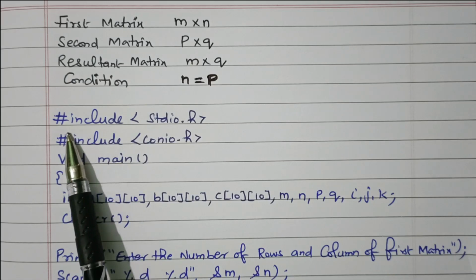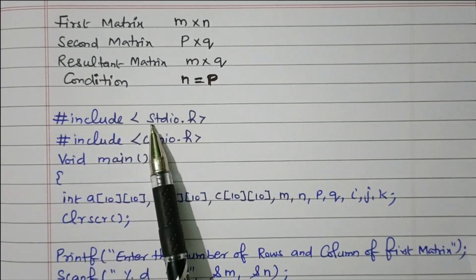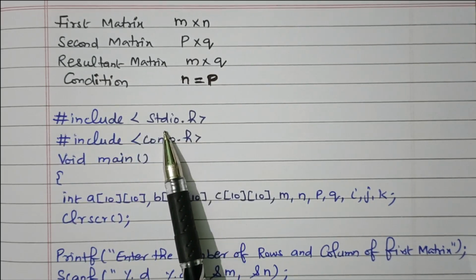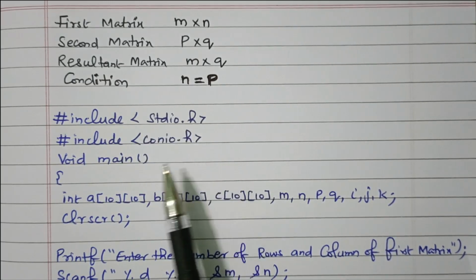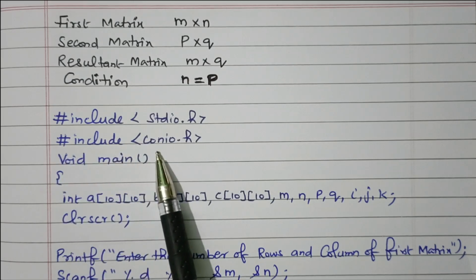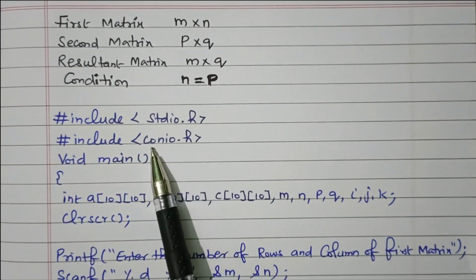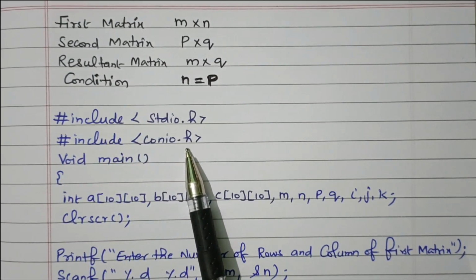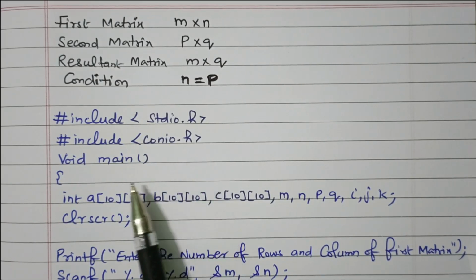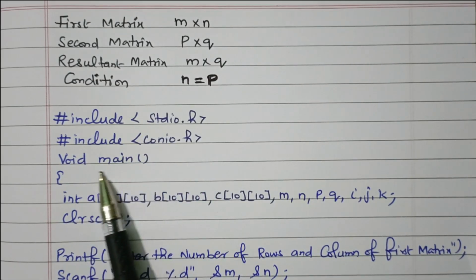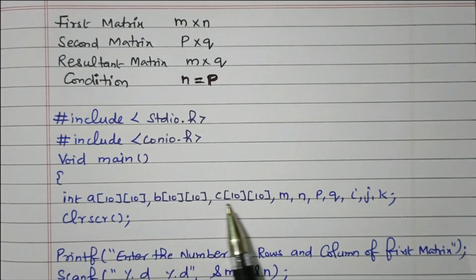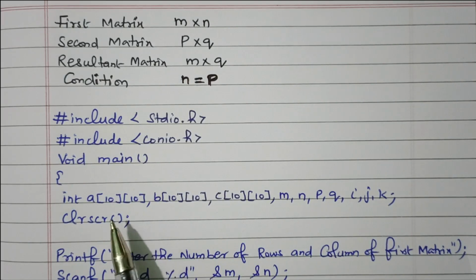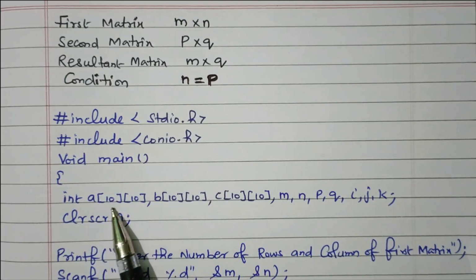First include the header file, hash include stdio.h, the standard input output header file used for printf and scanf. Hash include conio.h, the console input output header file used for getch and clear screen. Then void main, we start the main program. Open the brace. First step is we need to declare the variables. What are the variables needed? The A, first matrix, this is a 2-dimensional array.